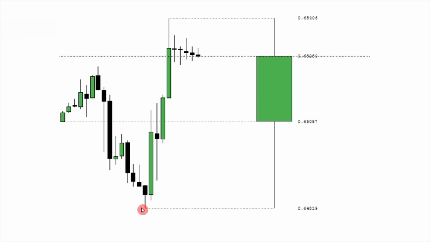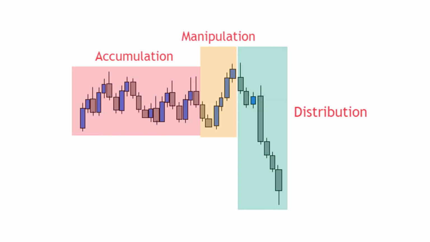What we want to capture as traders is the expansion phase, also known as the main movement of the day, where price delivers the bulk of the range. And that's exactly where the power of three comes into play. The power of three, or AMD, stands for accumulation, manipulation, and distribution. Now, let's break it down even further.